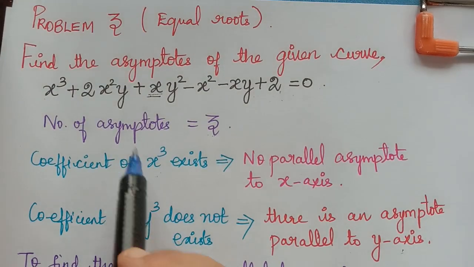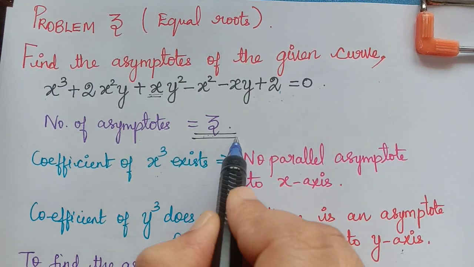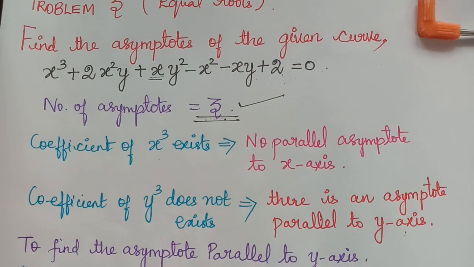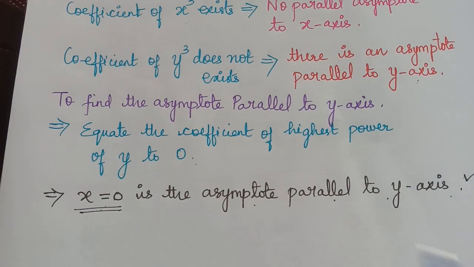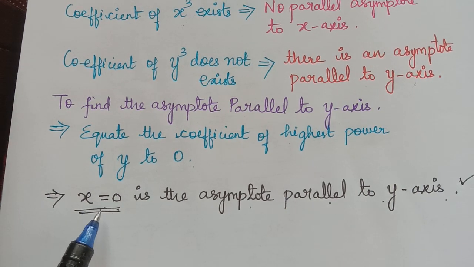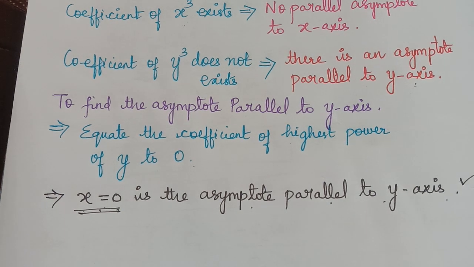Now this is an equation of degree 3. That is, the maximum number of asymptotes will be 3. Out of which one of the asymptotes is parallel to y-axis, which we have written here. So x equal to 0 is one of the asymptotes. Now we have to find the remaining 2 asymptotes. So the remaining 2 asymptotes will be oblique asymptotes.